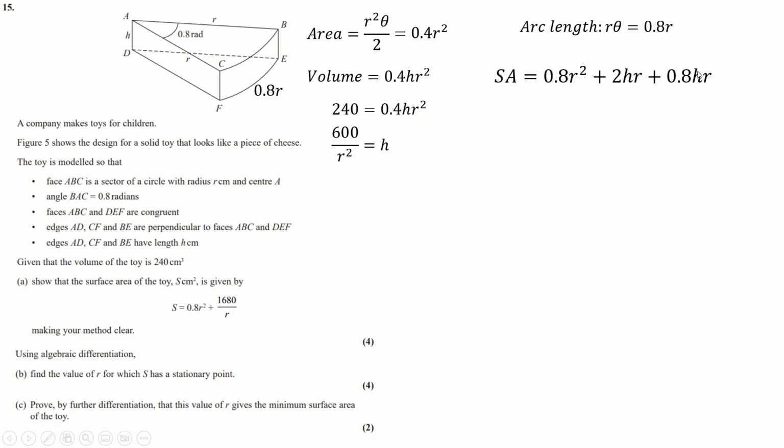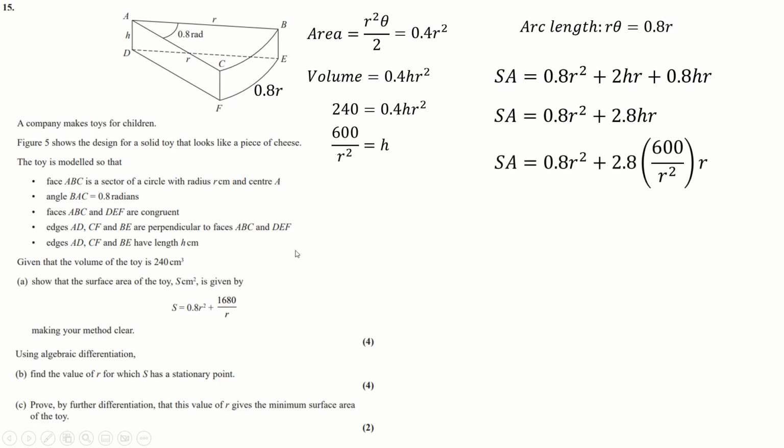We can add those together. And then RH is going to be 600 over r squared. I'm doing that because their surface area formula only has r's in it. Of course, these cancel. This makes the number we want, and we end up with that there.